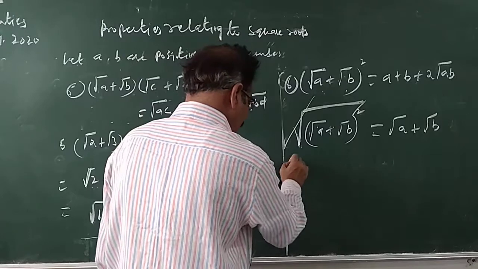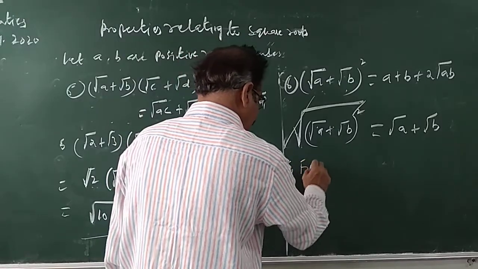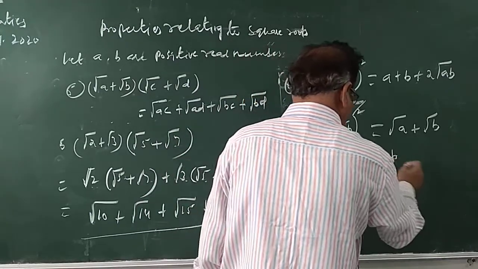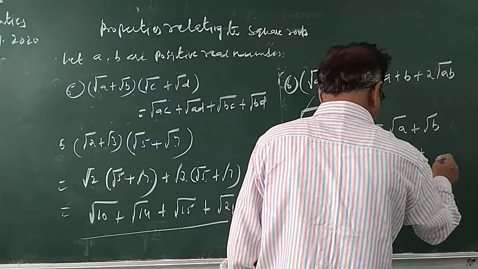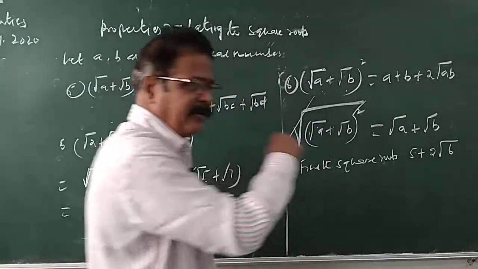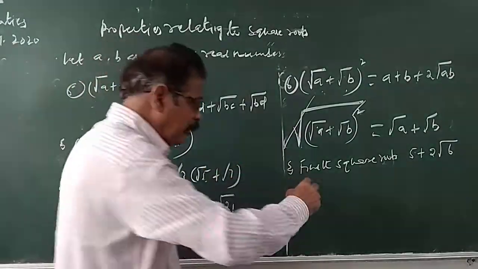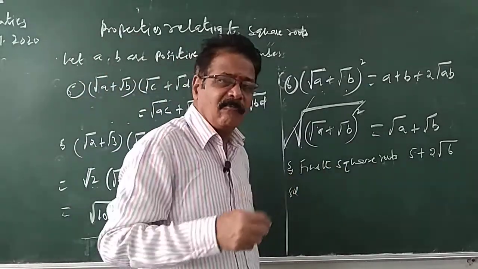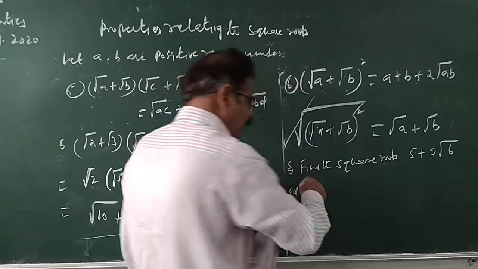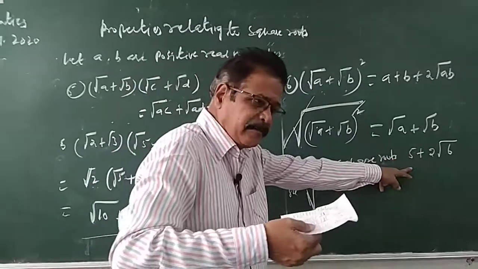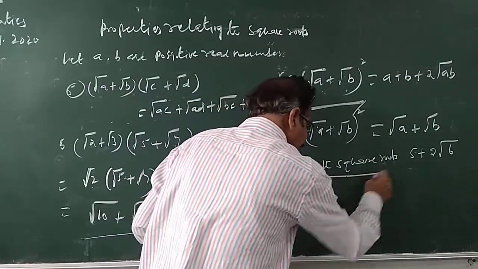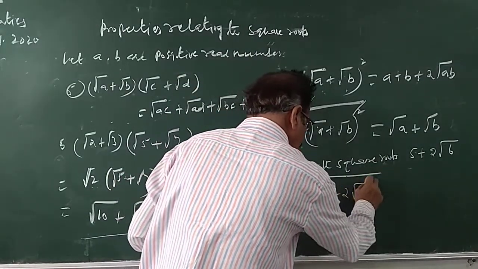Example: find the square root of 5 plus 2 root 6. How can you find the square root of this? You write the square root symbol over the expression. We are finding the square root of the expression 5 plus 2 root 6.